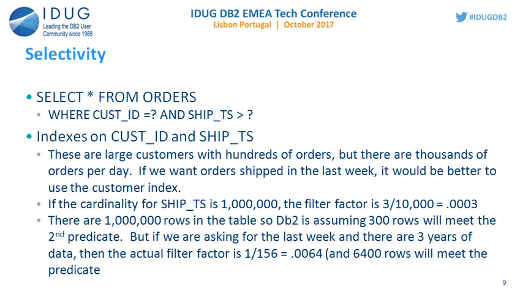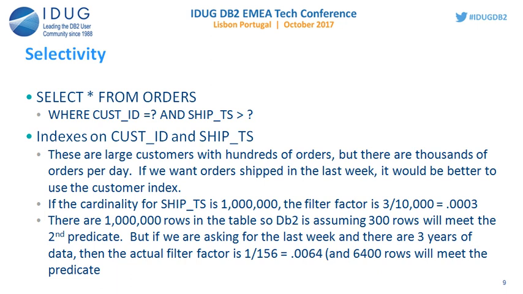And if the cardinality, for example, is 1 million, the filter factor is 3 out of 10,000. If there happen to be 1 million rows in the table, DB2 will assume that 300 rows will meet the predicate on ship timestamp greater than question mark. But I said there are thousands a day, and often for a timestamp, you're asking for a big range, not a tiny range. You want all orders shipped in a day, or all orders shipped in the last week, or even last month. So you want a big range, and DB2 is assuming a tiny range.